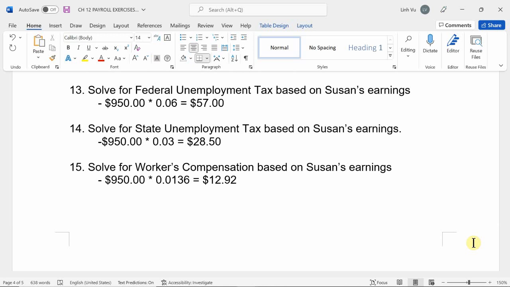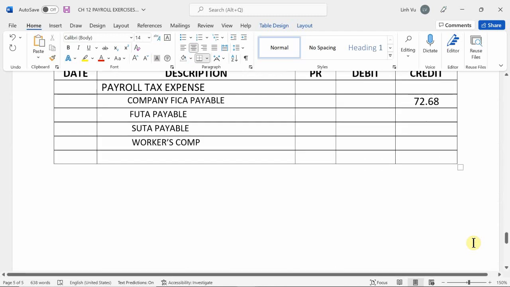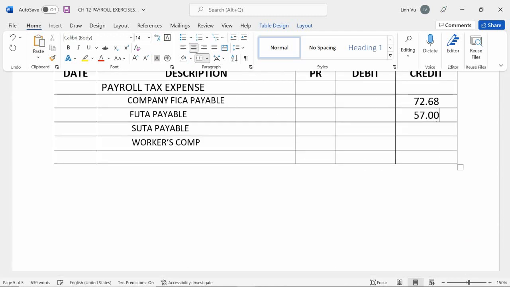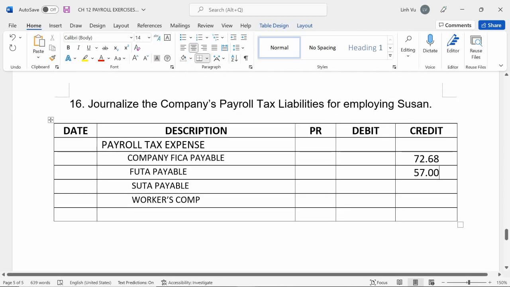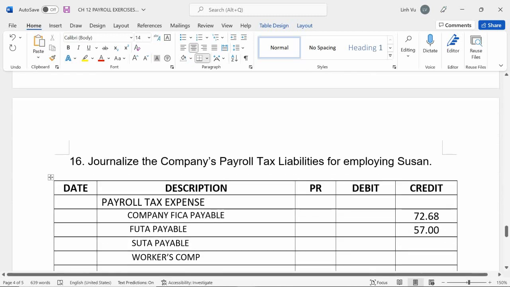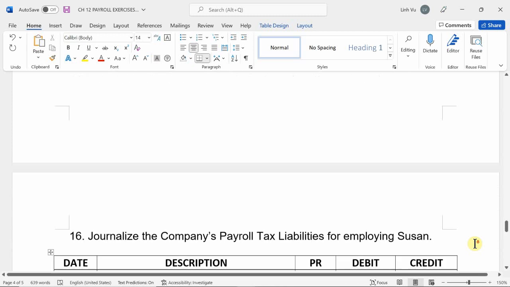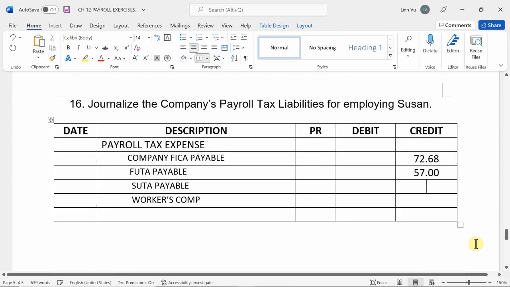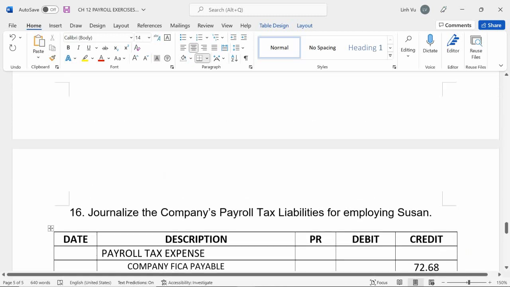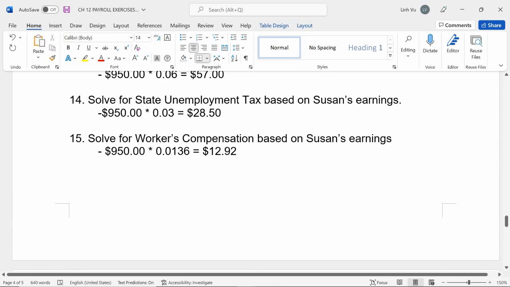How much FUTA, federal unemployment? FUTA is $57. Yes, you're correct. How much SUTA? SUTA is $28.50. How much workers' compensation? $12.92.